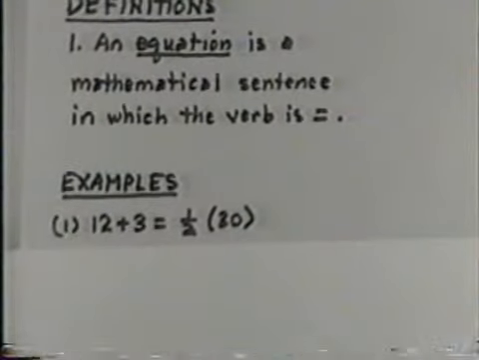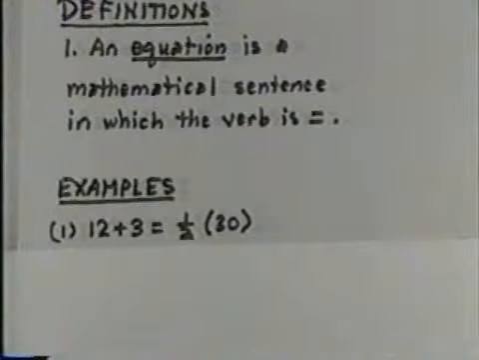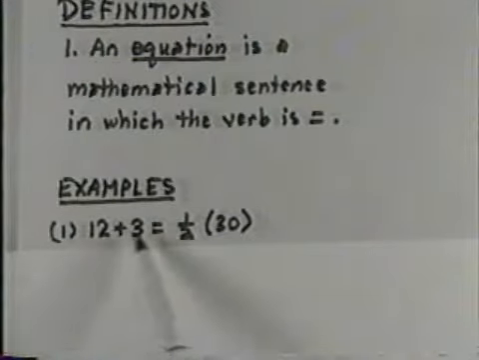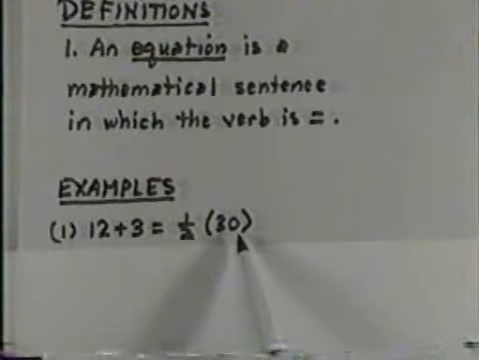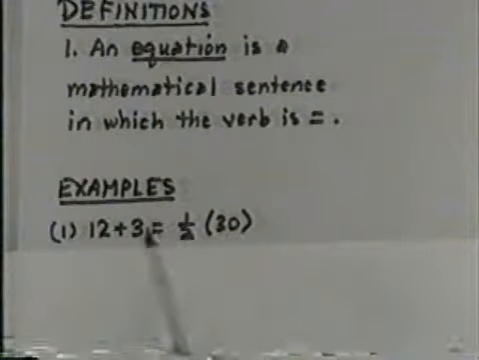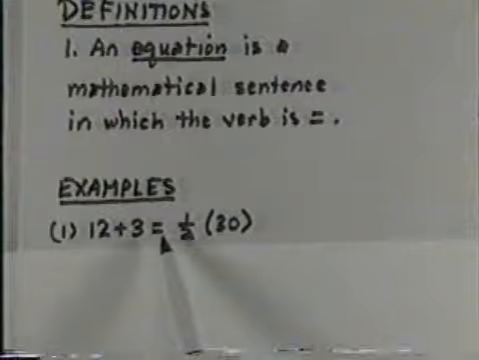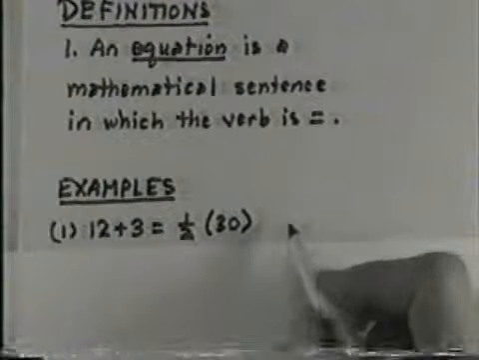Examples: 12 plus 3 is equal to 1/2 times 30. Now notice that 12 plus 3 is 15. 1/2 of 30 is 15. So this equation says that 15 equals 15. That, of course, is true.